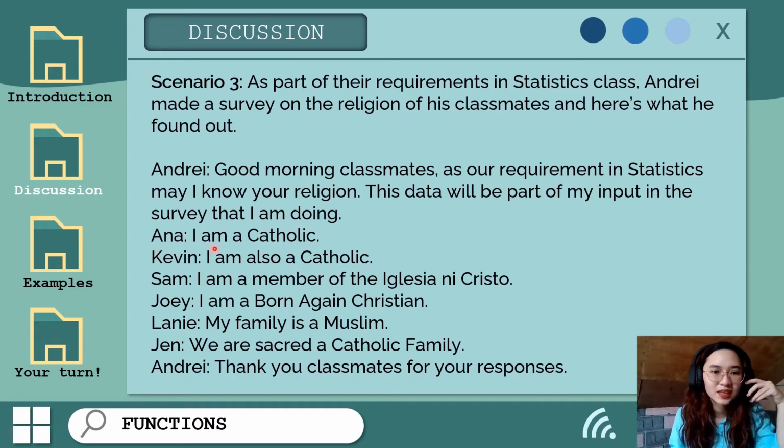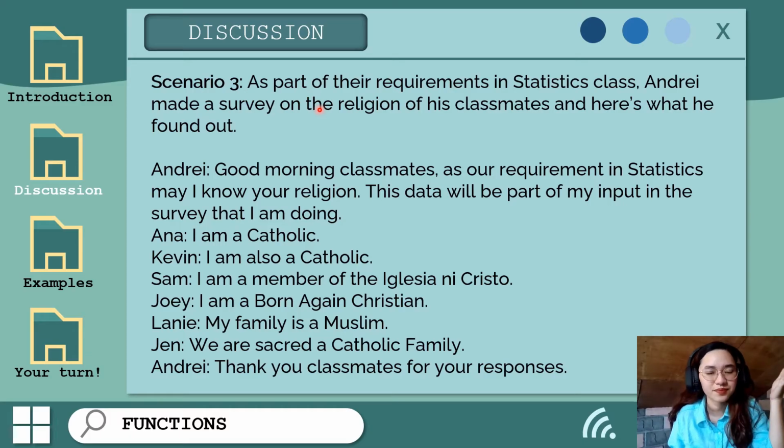According to Anna, she is a Catholic. Kelvin is also a Catholic. Sam is a member of Iglesia Ni Cristo. Joey is a born-again Christian. And while Lani is a Muslim, Jen is also a Catholic.